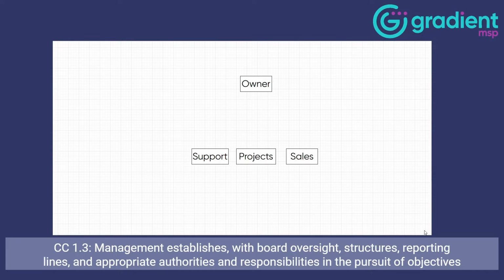So 1.3, this is so long, I'm not going to read it. This is all about structure. We're talking about formalized structure. So if you're a smaller organization, you might have your owner who has direct reports of the support manager, project manager, sales manager, maybe some other functions, finance, HR, that kind of thing. If you are a bigger organization, you might have above this middle managers.